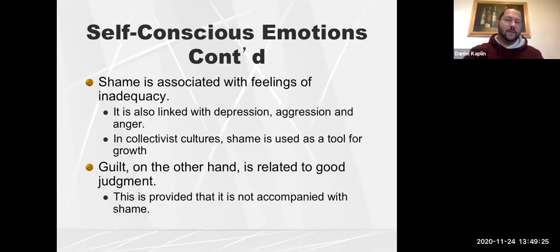So let's talk about shame and guilt. We alluded to that. Shame, in general, is associated with feelings of inadequacy. They're also linked at a later point with things like depression, aggression, and anger. Now, that is from a Western viewpoint, whereas in collectivistic society, feeling ashamed is not a bad thing because it promotes growth.